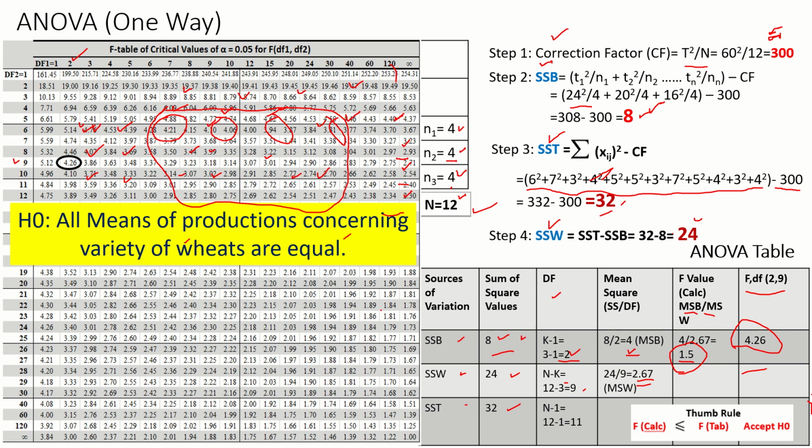So these are the basic steps. First of all, we have to understand the data. Then we have to check the basic assumptions of ANOVA that the data must fulfill. Then we start with the correction factor, then SSB, sum of square between, then sum of square total, then sum of square within. Then we can prepare the ANOVA table. We put in all the values of sources of variance, sum of square values, and degrees of freedom. We also calculate the mean square and F calculated. Then we go for F tabulated. Then we compare F calculated and tabulated, and make a conclusion whether H0 is accepted or not accepted.